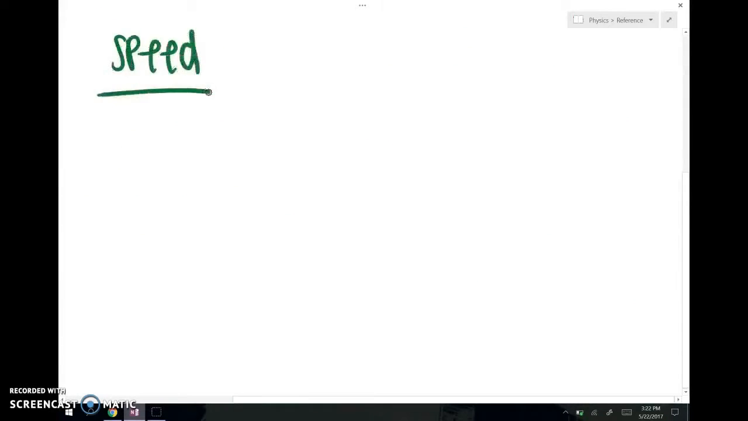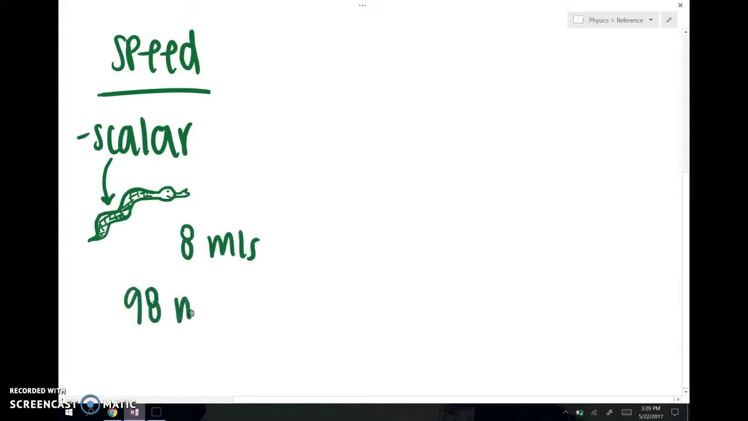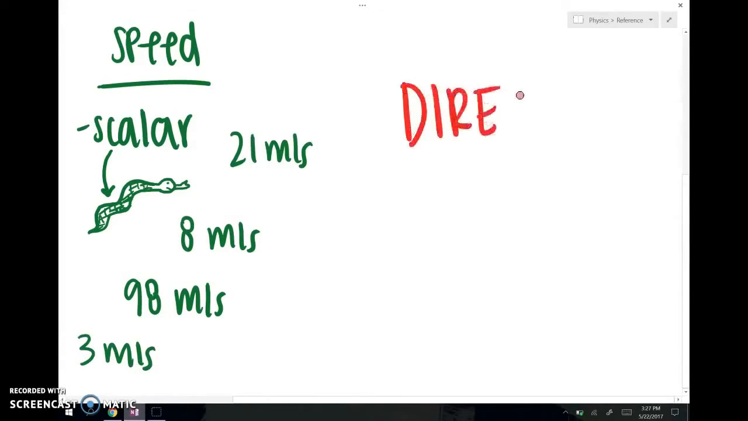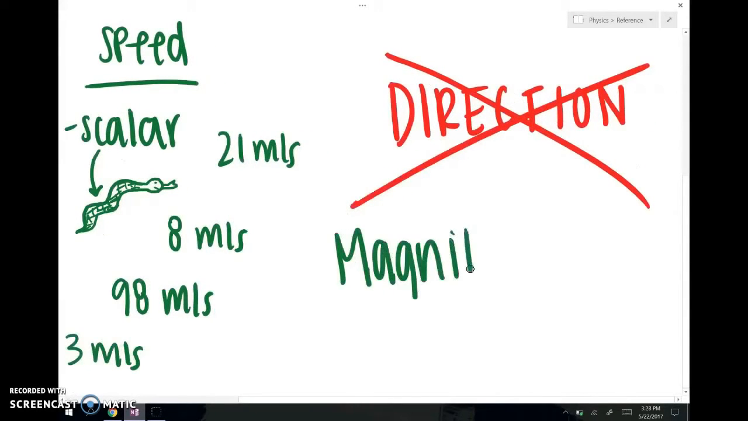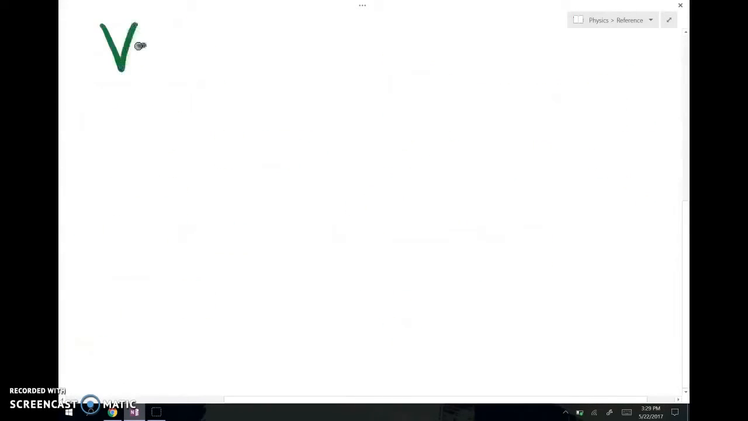So speed. Speed is a scalar quantity, like the scales of a snake, and this means that a quantity has only magnitude and not direction. So instead of putting a direction after your value, you would just put the value plus the units, like 8 meters per second, 21 meters per second, and so on and so forth. So it's very important to remember that speed has no direction, but only magnitude. This is key in understanding this concept.